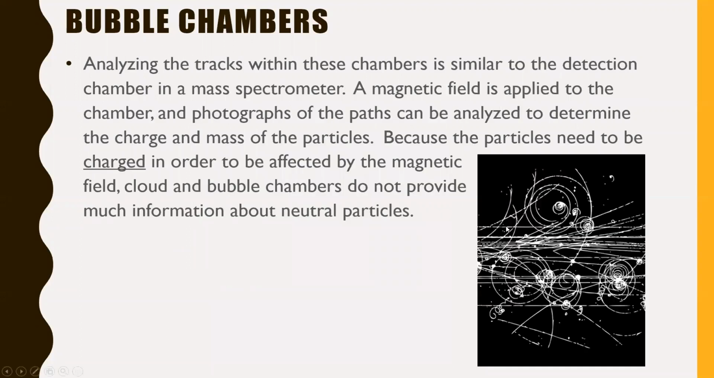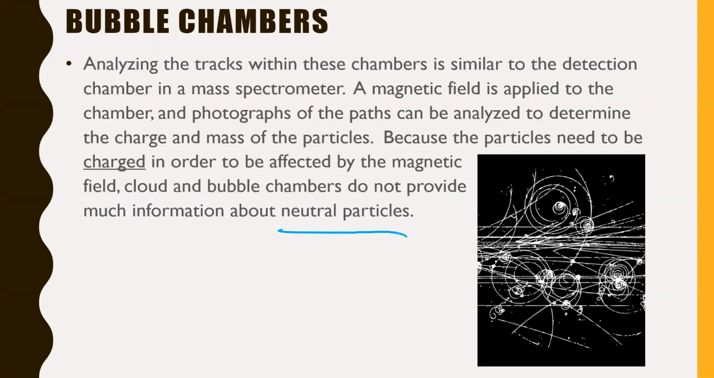So analyzing the tracks within these chambers is similar to the detection chamber in a mass spectrometer. Remember, a mass spectrometer isolated things based on isotopes. In other words, based on how many neutrons, or really I should say nucleons, it had in it. A magnetic field is applied to the chamber, and photographs of the paths can be analyzed to determine the charge and mass of the particles. Because the particles need to be charged in order to be affected by the magnetic field, cloud and bubble chambers do not provide much information about neutral particles.